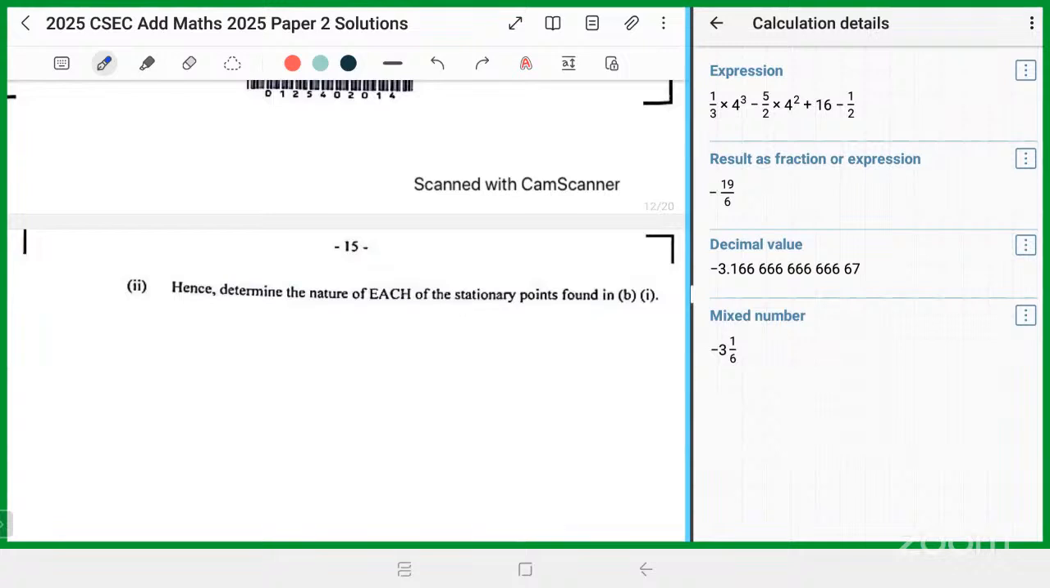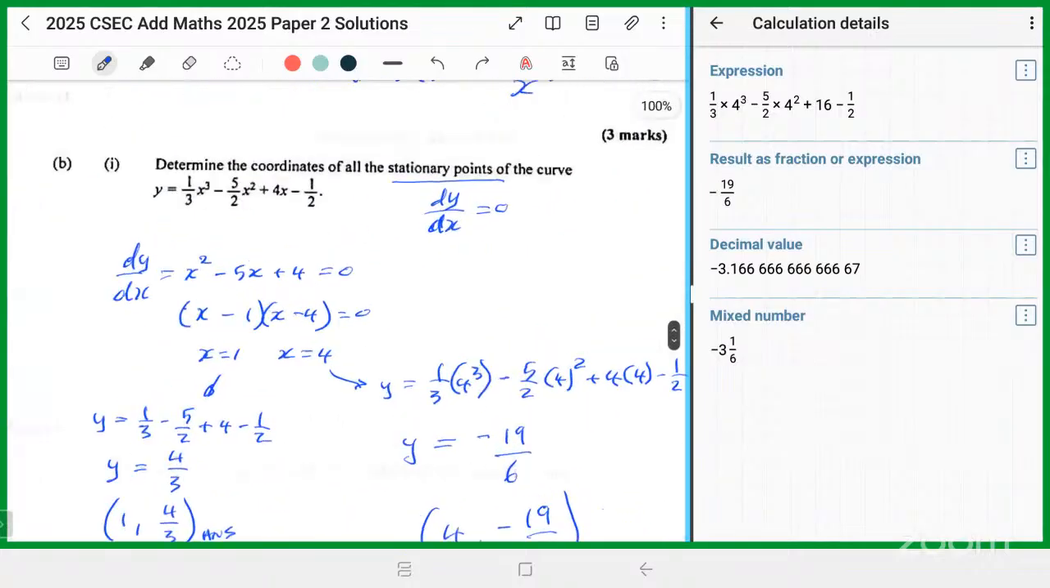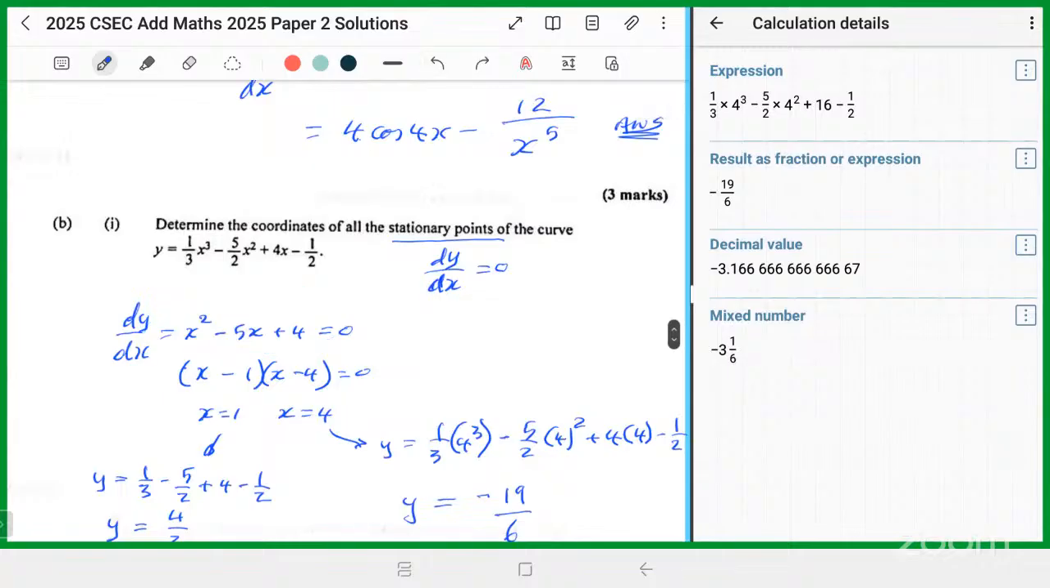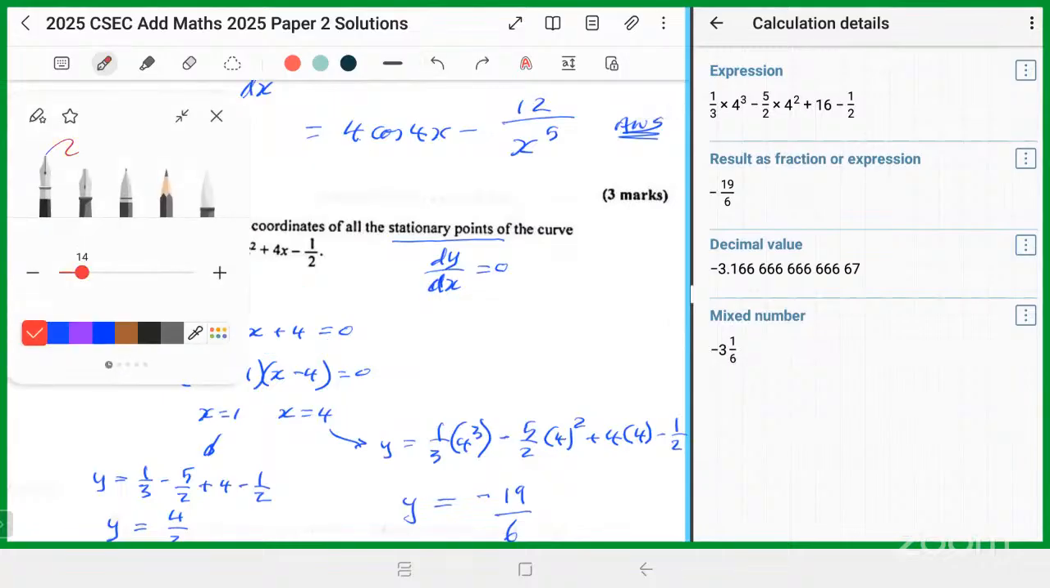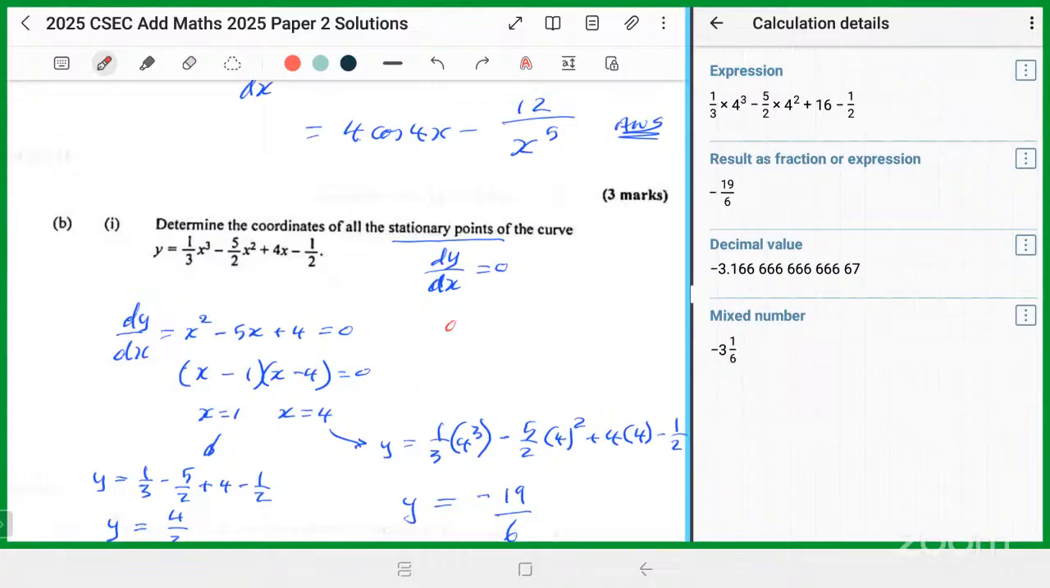It's a calculation method, but we could actually just figure it out by looking at those points. So to get the nature, we need the second derivative. So we have to differentiate this again. Differentiate over here and write d2y by dx squared for the nature is equal to 2x minus 5. Differentiate this to get 2x. Differentiate this to get minus 5. Differentiate 4 to get 0. So this is my d2y by dx squared.